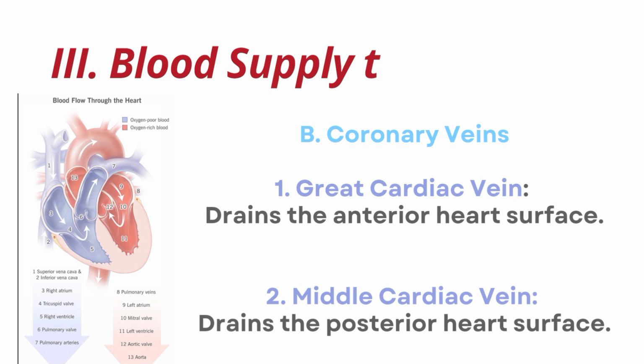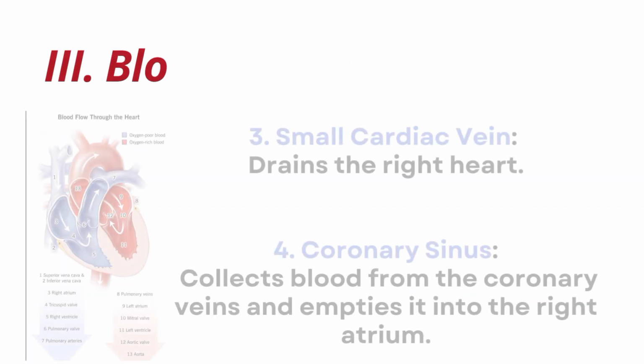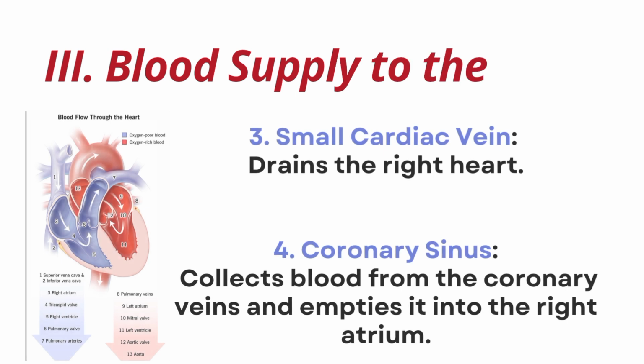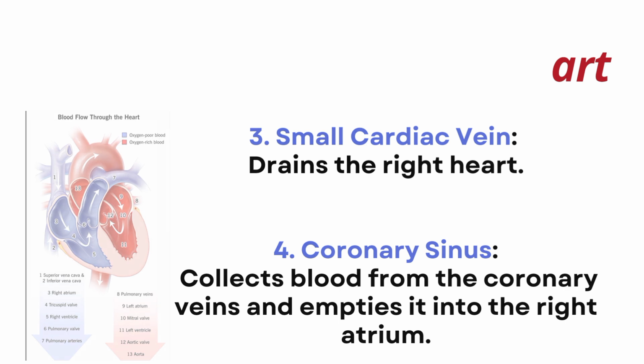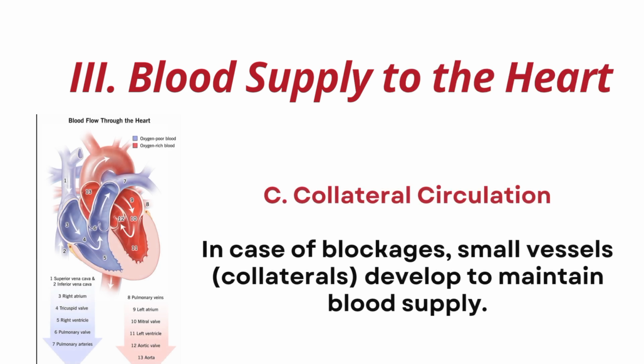Coronary veins. 1. Great cardiac vein, drains the anterior heart surface. 2. Middle cardiac vein, drains the posterior heart surface. 3. Small cardiac vein, drains the right heart. 4. Coronary sinus, collects blood from the coronary veins and empties it into the right atrium. Collateral circulation. In case of blockages, small vessels, collaterals, develop to maintain blood supply.